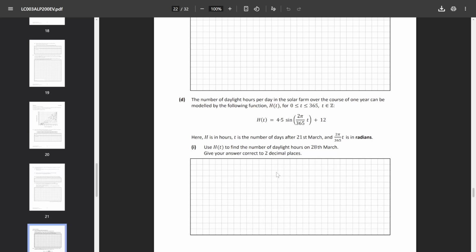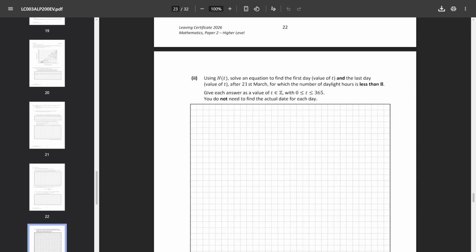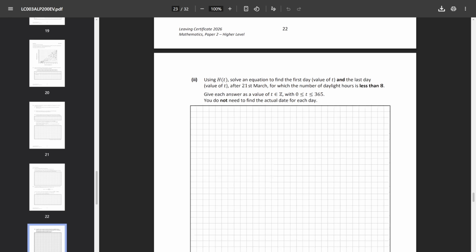Then we have a trig function. So not actually too bad. Just noting that t is after 21st of March. So for here, 28th of March would be t equal to 7, for example. Okay. And then part 2 is just solving a trig equation.